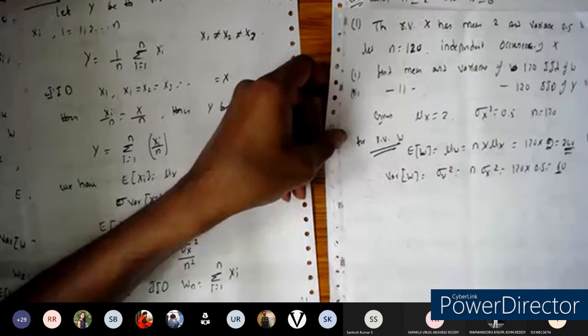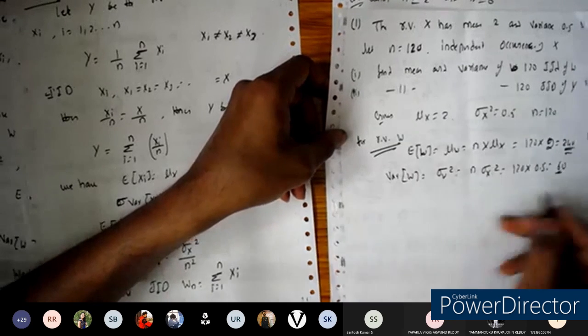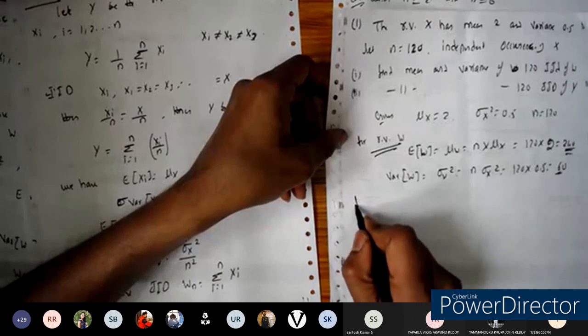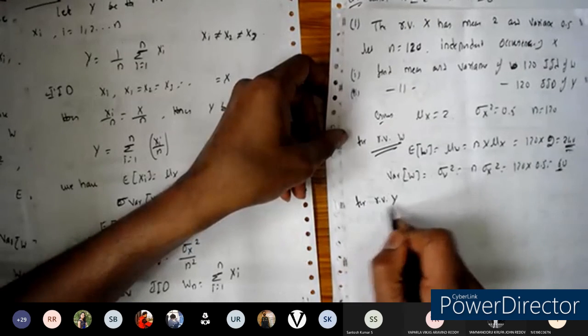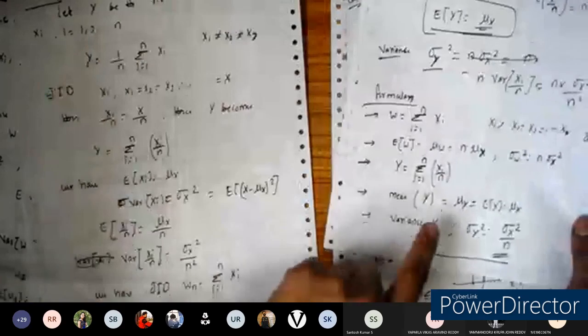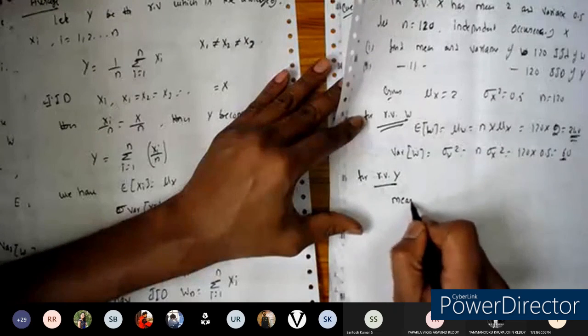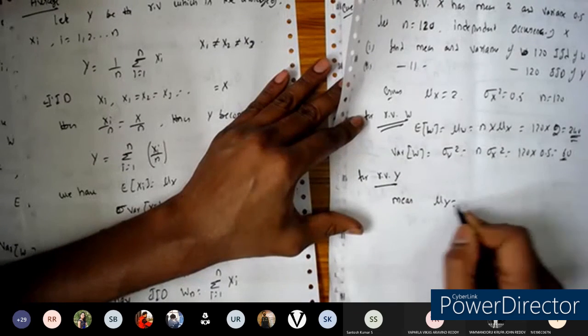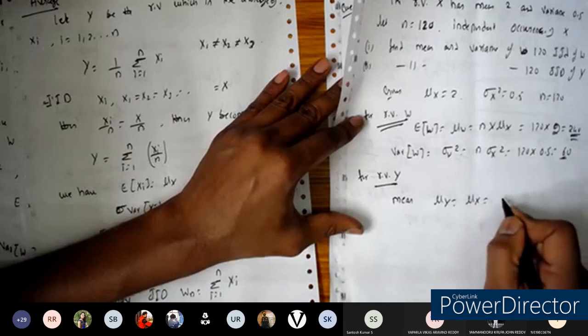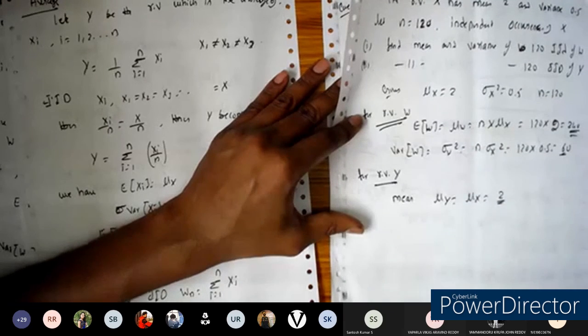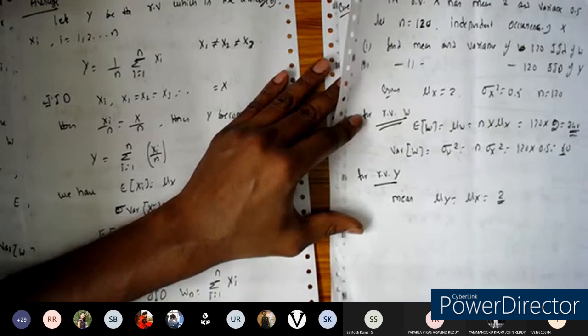Yes, sir. Next, we'll consider the random variable y, for which we have the mean and the variance. The mean, nu y, is the same as nu x, so it is 2.